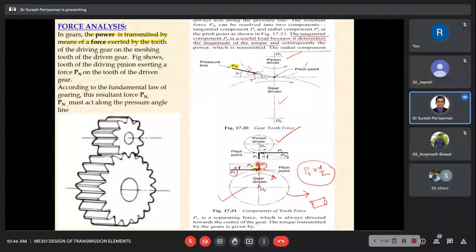Now see here, PR in the gear is in the downward direction and PR in the pinion is in the upward direction. The summation is satisfied by our mechanical equilibrium condition. The PT here is in the rightward direction, and here the PT is in the leftward direction. Obviously, the resultant force satisfies our equilibrium condition. These are in opposite directions: the gear is rotating clockwise and the pinion is rotating anti-clockwise.